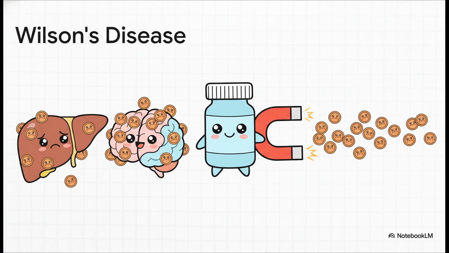So another really important inherited condition to have on your radar is Wilson's disease. Basically, it's a problem with copper metabolism. The body can't get rid of copper properly, so it builds up in the liver and especially in the brain's basal ganglia. And that copper toxicity can cause all sorts of neurologic problems, including dystonia. And just like dopa-responsive dystonia, the reason we harp on it is because it's treatable. We have medicines that can pull that excess copper out of the body.